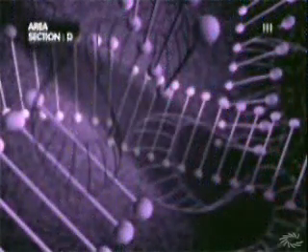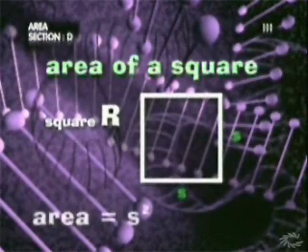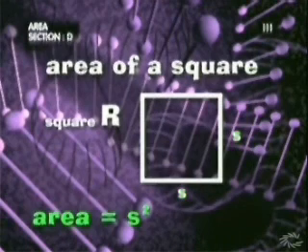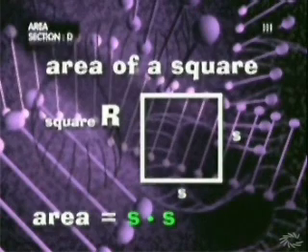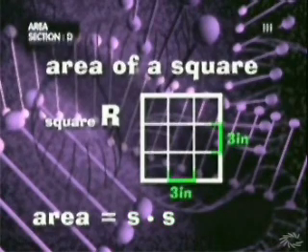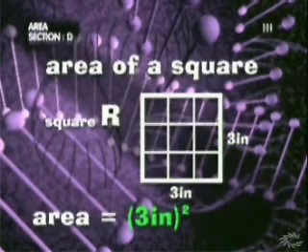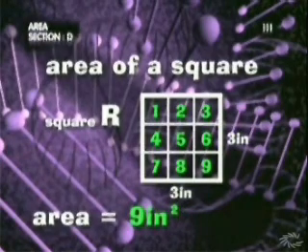The first area we'll solve for is the area of a square. The area of a square is equal to its side length, s, squared. So, the area of square R is side length s squared, or side length s times side length s. So, if this square has a side of 3 inches, the area is 3 inches squared, or 9 square inches. Pretty easy, huh? Let's check out some other shapes.